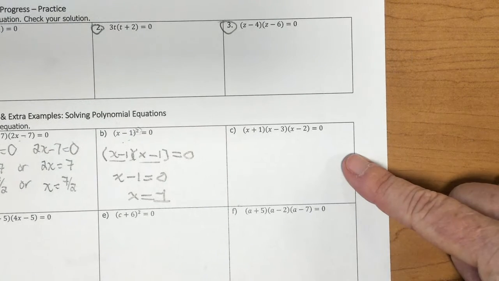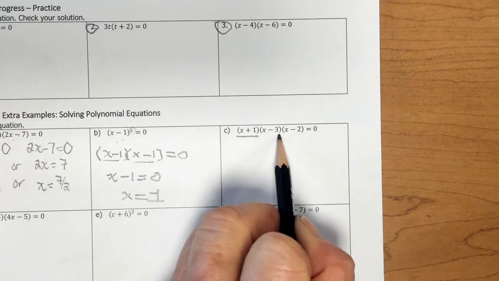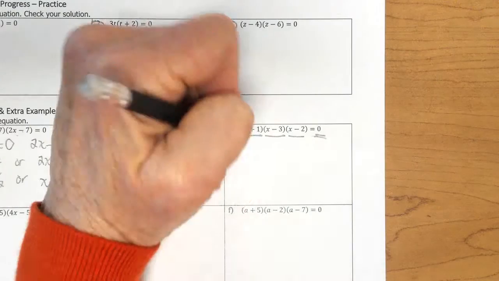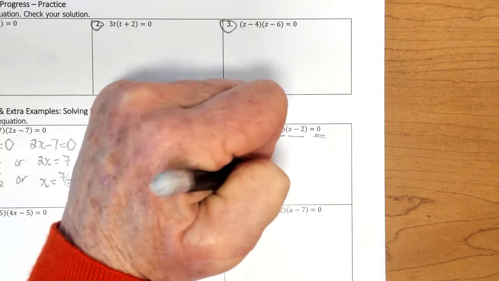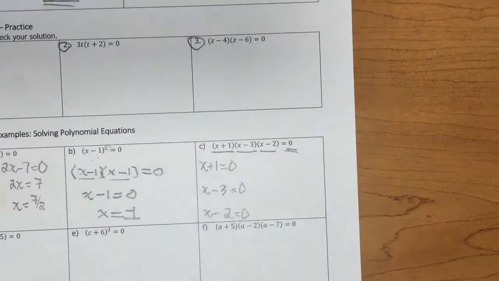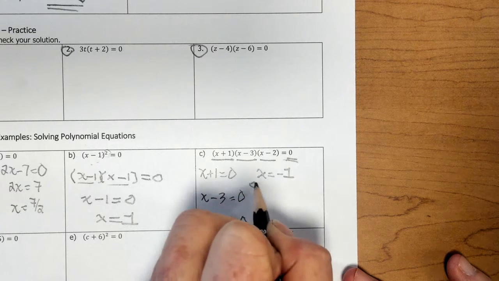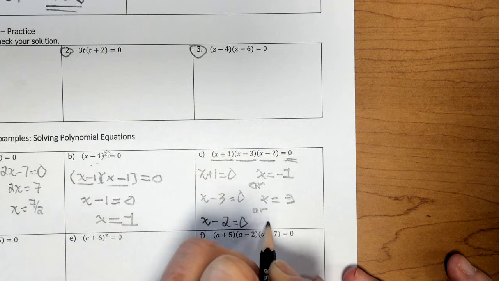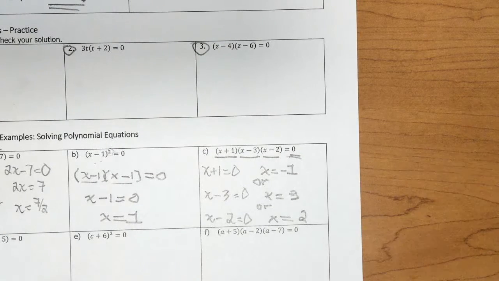I'm going to go ahead and do C, just because now, what are we given? We're given 3 factors, and each of the factors are all equal to 0. Therefore, I'm going to set each one of those factors equal to 0, and I'm going to solve for the value of x. So what do I get? I get that x is equal to negative 1, or x can be equal to 3, or x can be equal to 2. Any one of those will work.